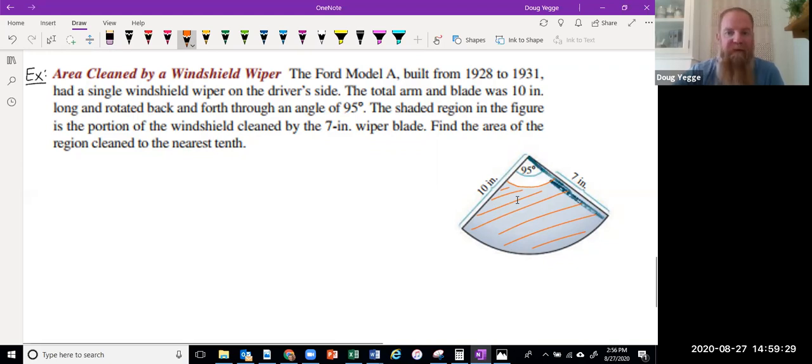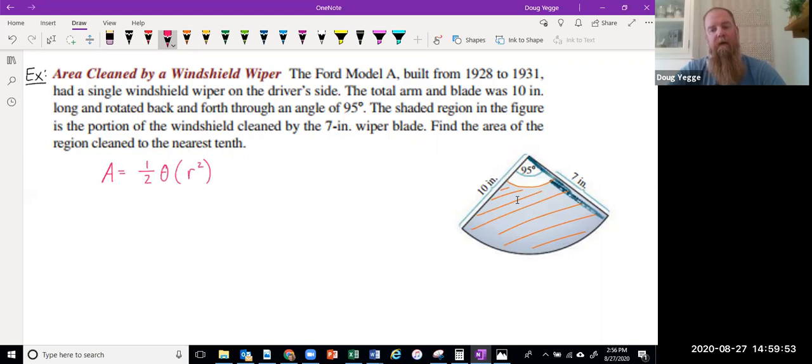So obviously that's a sector of some circle, because as it starts to rotate around, it's forming the outer edge of a circle. And because this is an area, because this is a sector, we can use the formula that the area is equal to 1/2 theta times the radius squared. Okay, but that would be if we were to find the entire sector. What we really need to do is find the difference between two sectors, because we're going to have to subtract off this little piece right here.